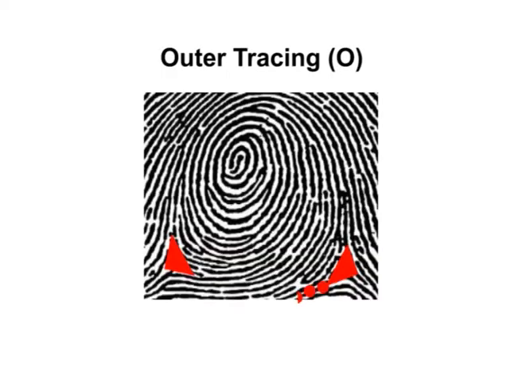Next one is outer tracing. If the ridge traced beginning with the left delta passes outside or below the right delta and 3 or more ridges intervene between the tracing ridge and delta, the tracing is said to be outer and is designated as O type. Third one is meeting tracing.